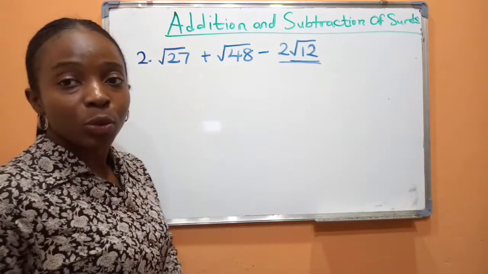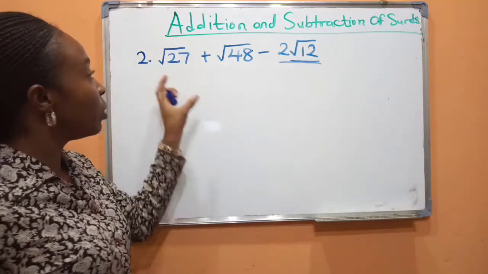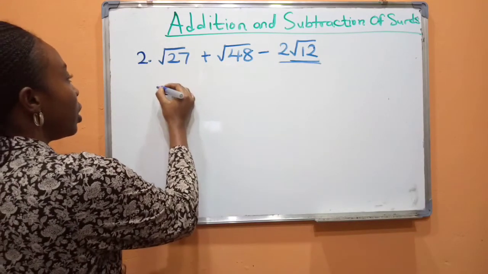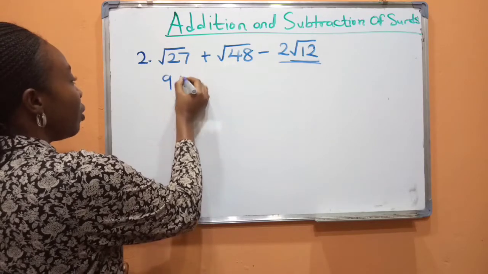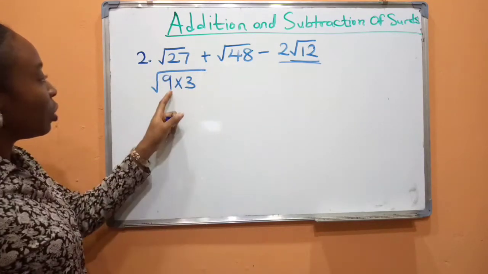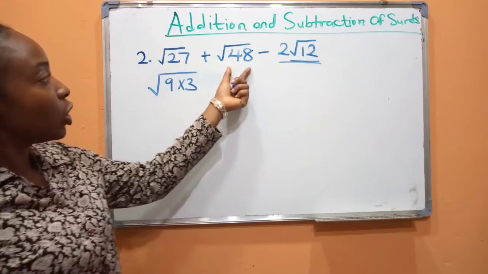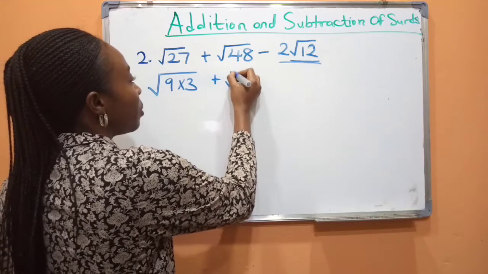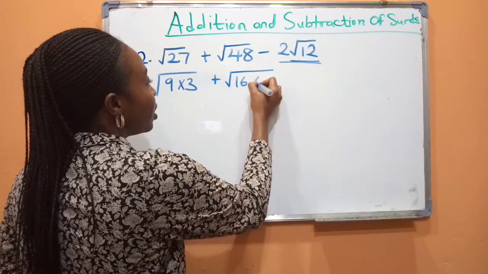Let's break them down to similar surds. We need to simplify them to similar surds. So let's think of the two factors we can use here. We can have 9 and 3. So we have surd 9 and surd 3 combined together, and then for this one we have 48. So we have 16 and 3.